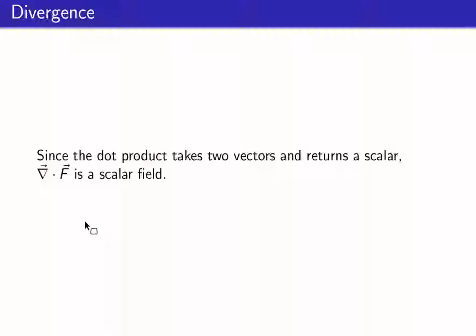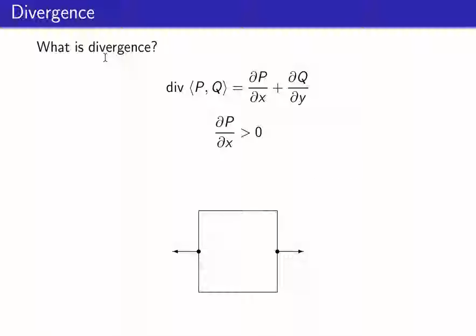All right, so what does divergence actually measure? The name divergence might give you a hint, okay? And it's kind of hard to actually see, but I'm going to try here. Here's a vector field P comma Q, and here's what I'm going to imagine. Imagine the entire plane is made up of tiny, tiny little squares, microscopic little squares.